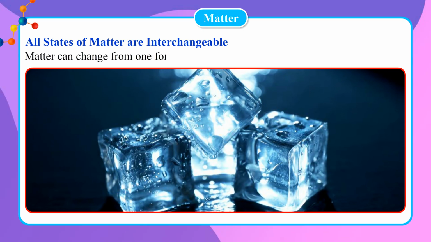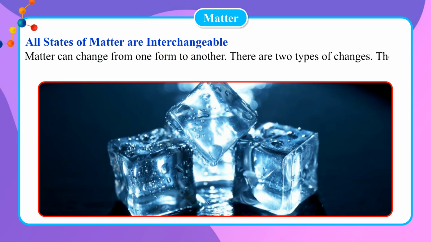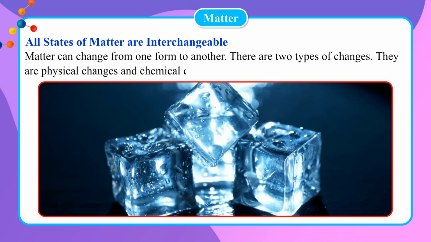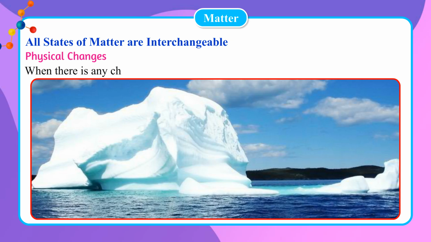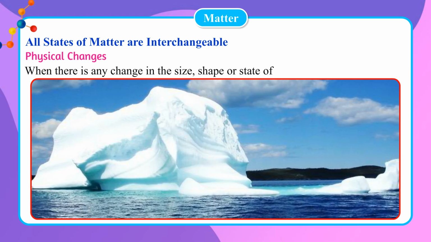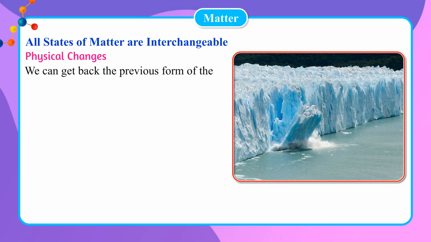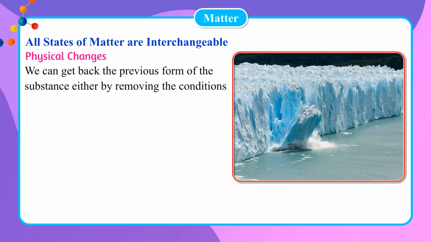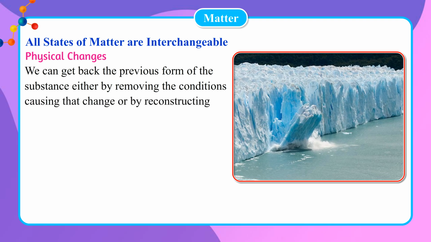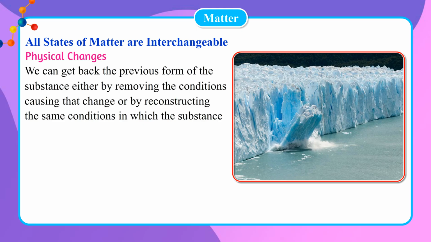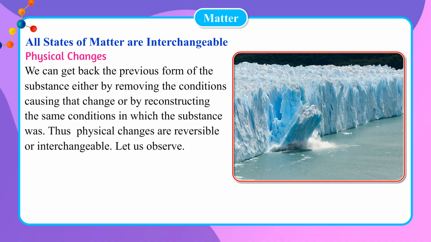All states of matter are interchangeable. Matter can change from one form to another. There are two types of changes. They are physical changes and chemical changes. Physical changes. When there is any change in the size, shape or state of a matter, substance, it is called a physical change. We can get back the previous form of the substance either by removing the conditions causing that change or by reconstructing the same conditions in which the substance was. Thus, physical changes are reversible or interchangeable.